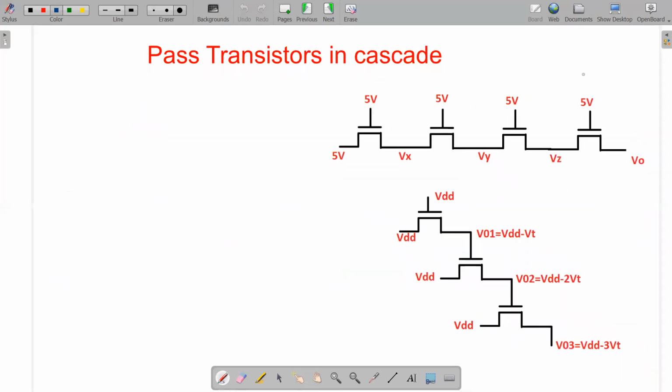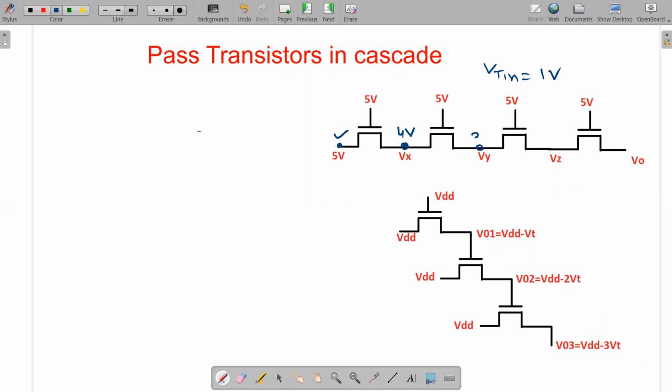Let's come to some other example. Suppose the pass transistors are connected in cascade. So what will be the output? From the previous example, we know that the input is 5 volt, that is logic 1. What will be the output? If we assume that all transistors have a uniform threshold voltage of 1 volt, for example, the maximum output will be how much? 4 volt. So here the 5 volt input is there, and the maximum output at node X you will get is 4 volt.